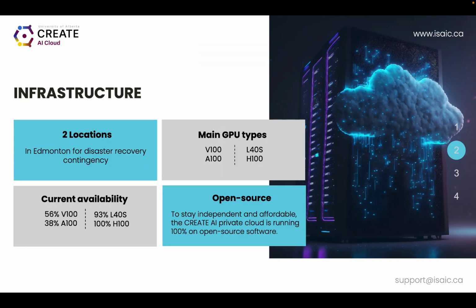Now let's talk about Create AI Cloud's infrastructure. We have two locations in Edmonton, providing disaster recovery contingency, which is great for keeping data safe. The main types of GPUs available include V100, A100, L40S, and H100, catering to different project requirements. Current availability shows 56% for V100, 38% for A100, 93% for L40S, and 100% availability for H100. So you've got plenty of options.